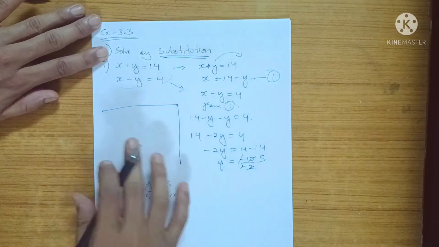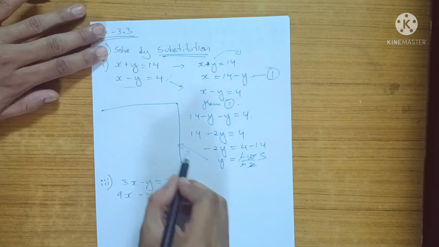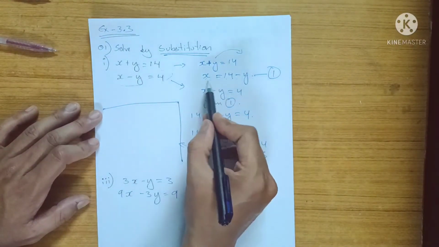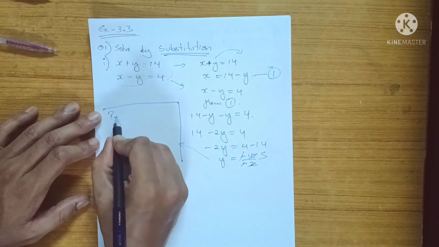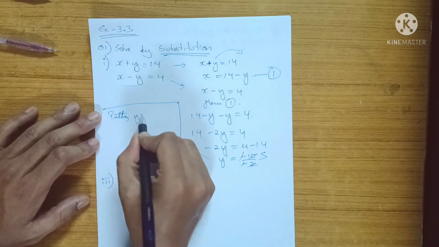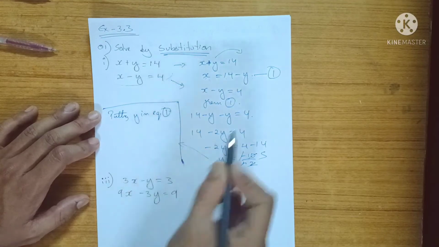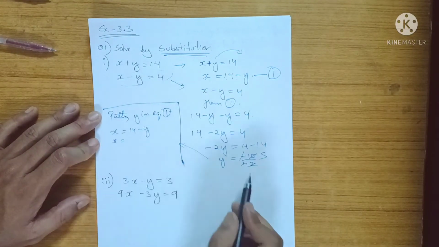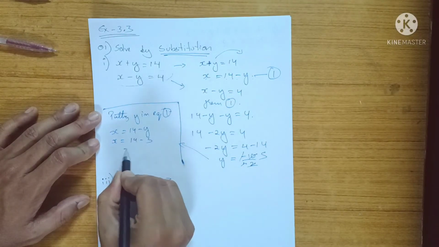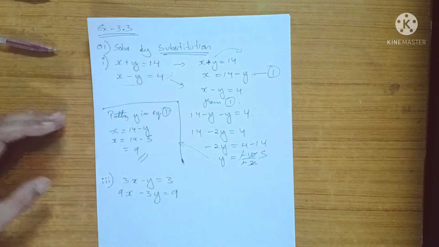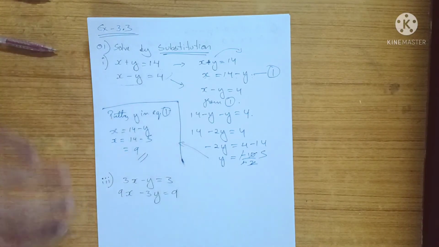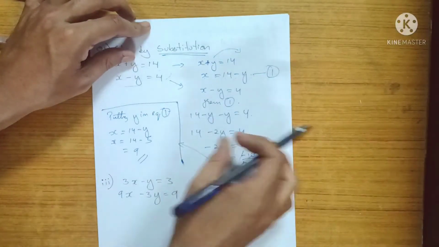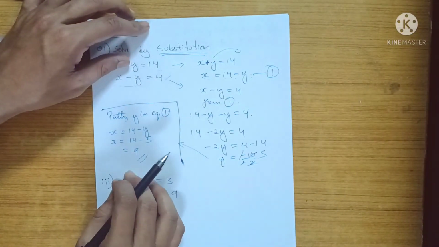I'll copy it down from here. Y is 5. Once you get the value of y, you just put it in equation 1. Putting y in equation 1, x equal to 14 minus y. But y we got 5, so 14 minus 5 is 9. That's it. So this is substitution. It's called substitution because we're substituting the value of x in the second equation.